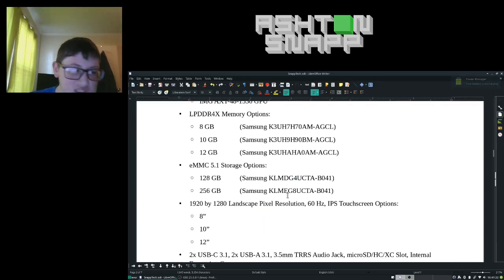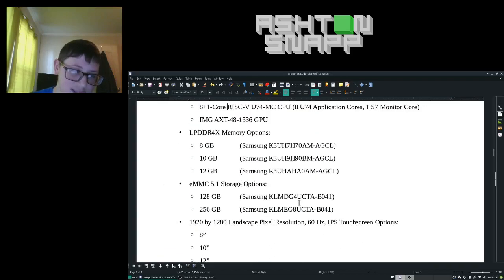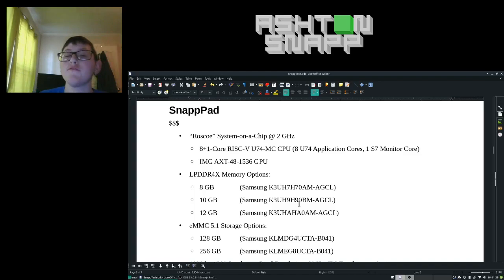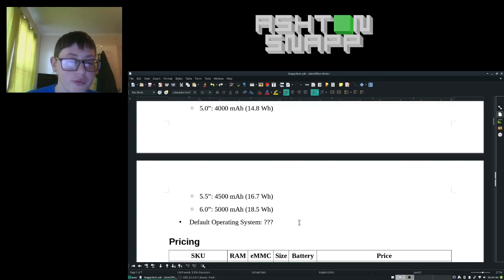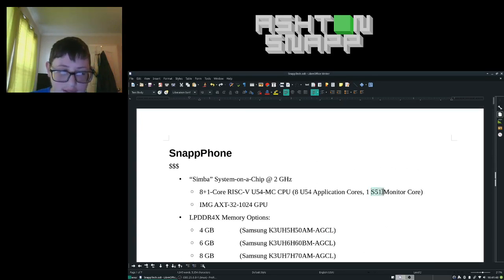And then similarly for the Roscoe or the tank, except this time it's U74 application and S7 monitor. They don't actually have an official S7 core that lacks floating point. So that's why it's just S7 instead of S71. They don't have an S71. But they do have an S51.